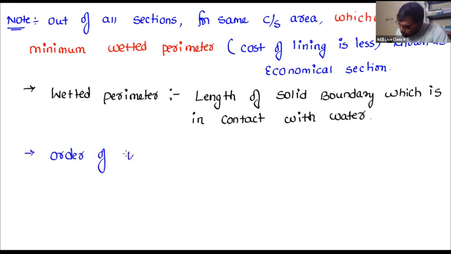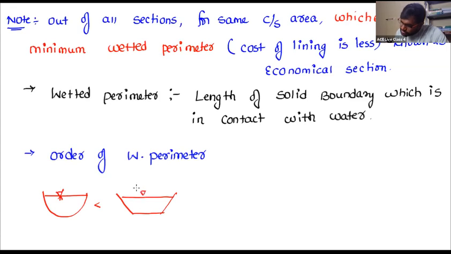Now, the order of the wetted perimeter. What is the order of the wetted perimeter? Out of all the sections, the semicircular section has the least wetted perimeter, then the trapezoidal section, then the rectangle, which is equal to the triangle.